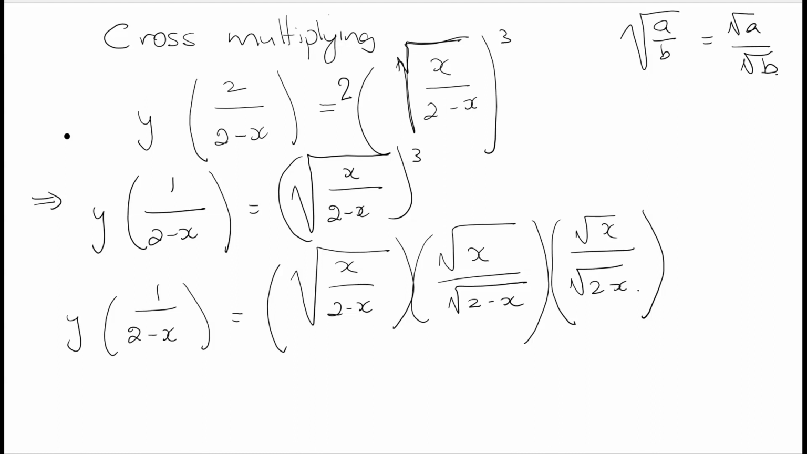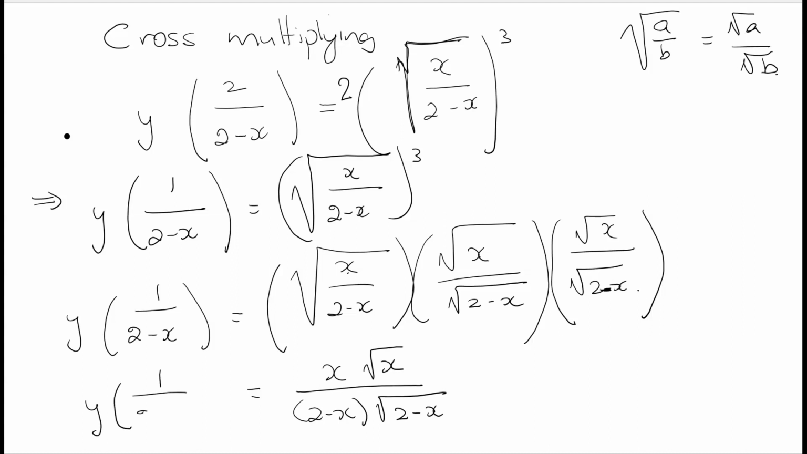Now if you look at the top line, that's going to be the square root of x times the square root of x, which is x times root x. And the bottom line is going to be the square root of 2 minus x times the square root of 2 minus x, which is 2 minus x times the square root of 2 minus x. And all of that is y times 1 over 2 minus x.